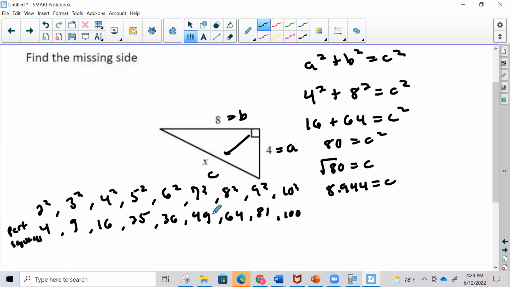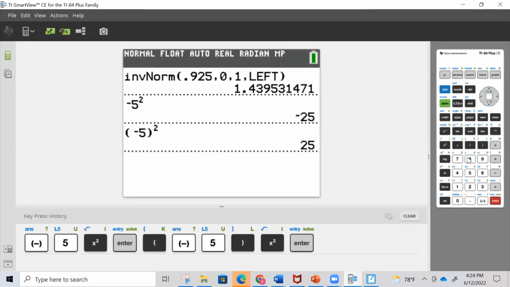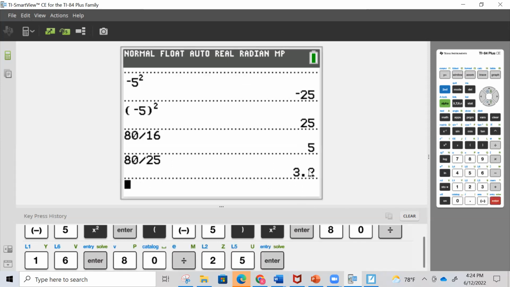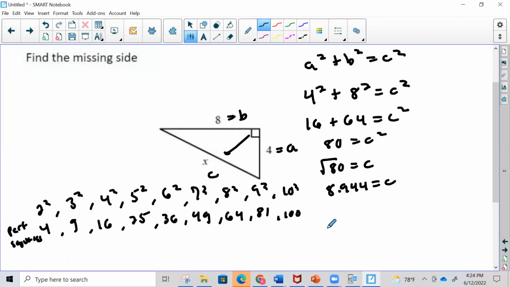49 does not go into it. 36 does not divide evenly into 80. Neither does 25, but 16 does. If you do 80 divided by 16, you get 5. So for example, if I do 80 divided by that 25, I get a decimal. So that doesn't divide evenly into it. So I want to find the one that doesn't give me a decimal, which is 16. So I'm going to make 80 16 times 5, because that's the same thing as 80.